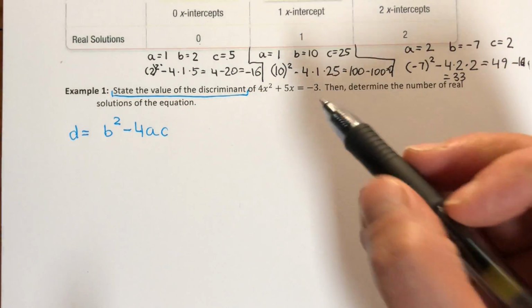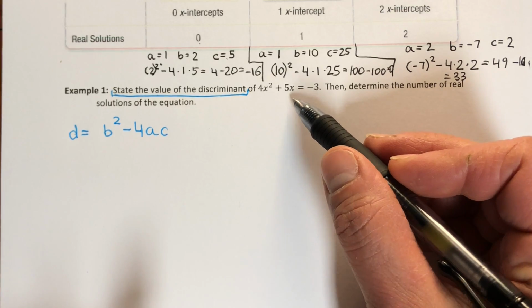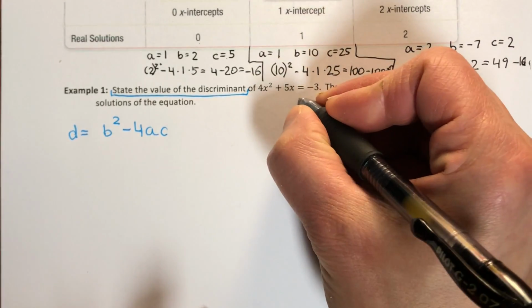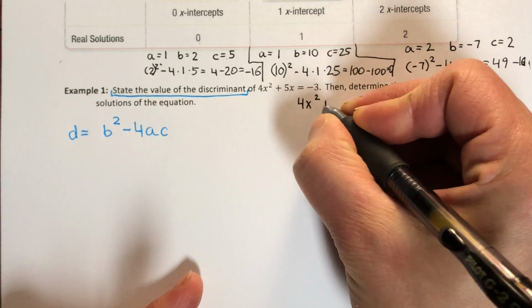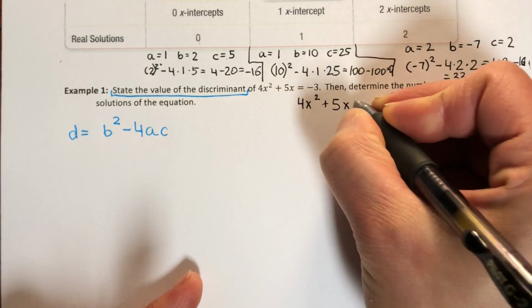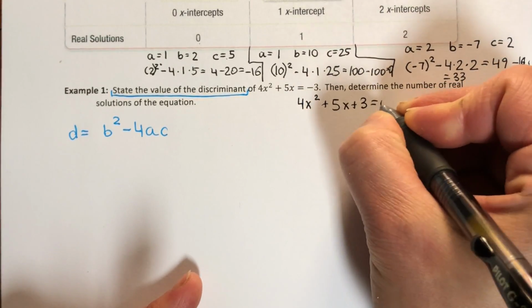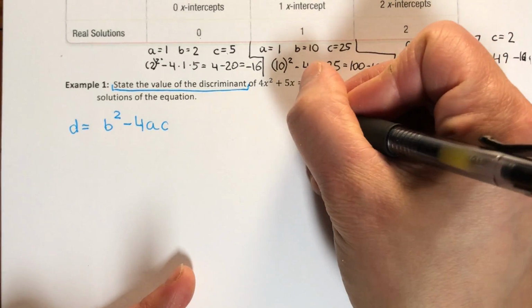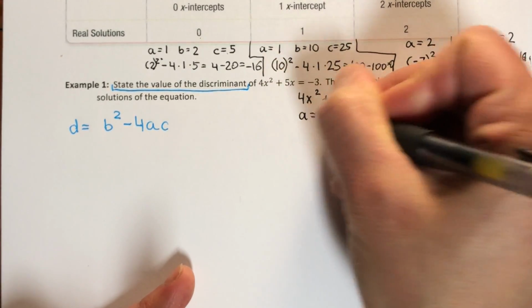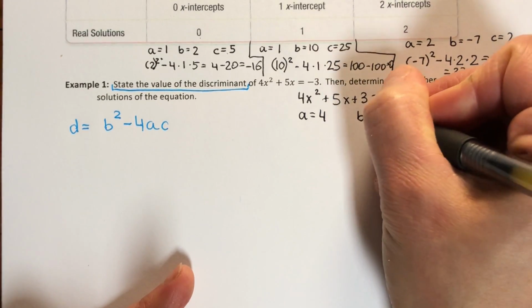Now I am looking at this quadratic equation, and it is not in standard form. So before I do anything else, I am going to clean it up. 4x squared plus 5x plus 3 is going to be equal to 0. And not only am I going to do this, I am also going to list a, b, and c.